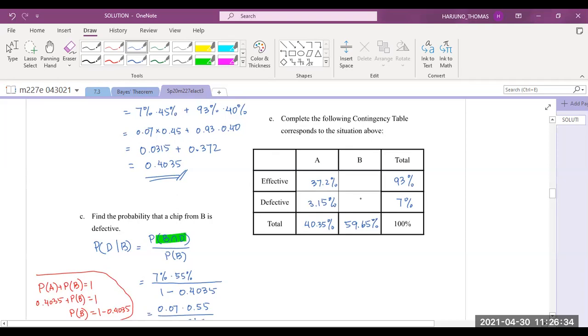And this guy here, 7% minus 3.15, that's 3.85%. This guy here will be the one that adds up to that. So I will do 59.65 minus 3.85. That is 55.8%. Yeah, of course, you can also do 93 minus 37.2. You will get the same result. Okay, now that's for question number 2E.